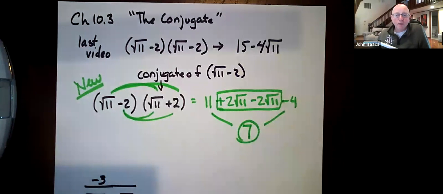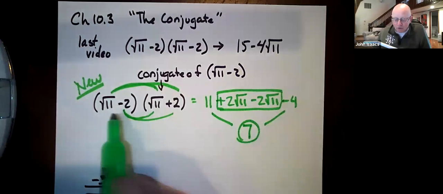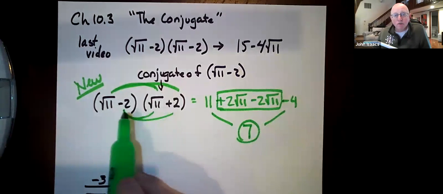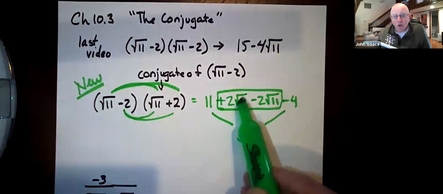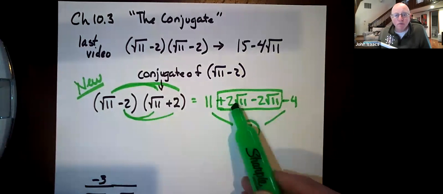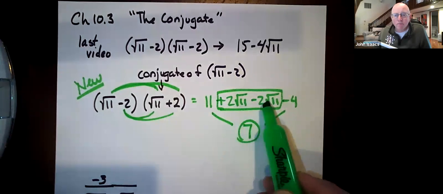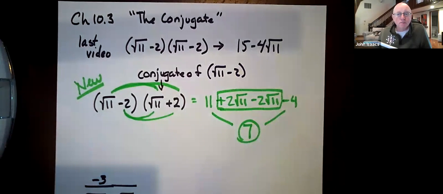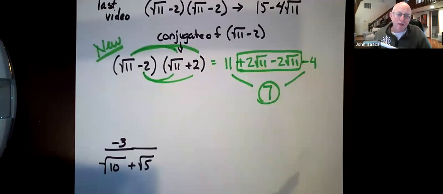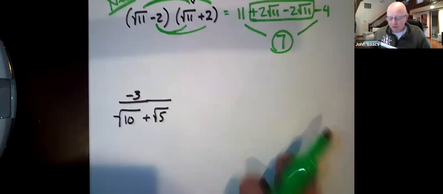This always happens with the conjugate. When you multiply two binomials that are the same except for the sign, what you wind up getting is the O and the I terms in FOIL, the outers and the inners. When you multiply the outers and the inners together, you get opposites of one another and they drop out. So that's going to be really cool in lots of ways. The way that's cool in chapter 10 is in rationalizing the denominator.